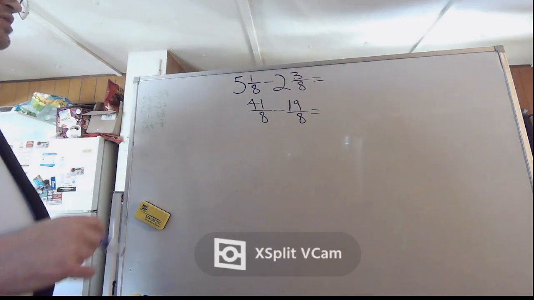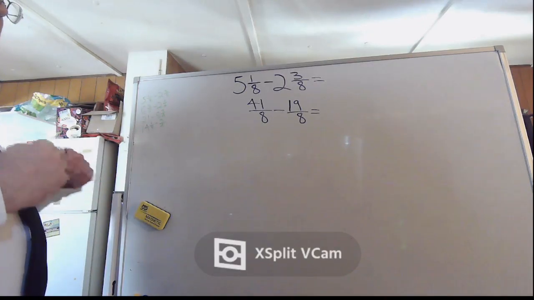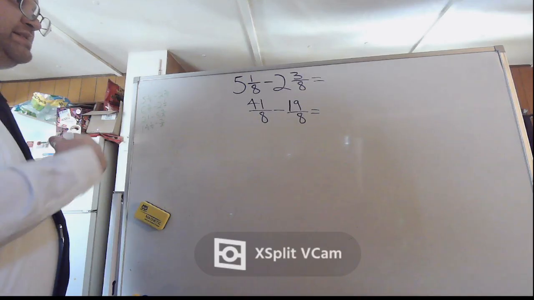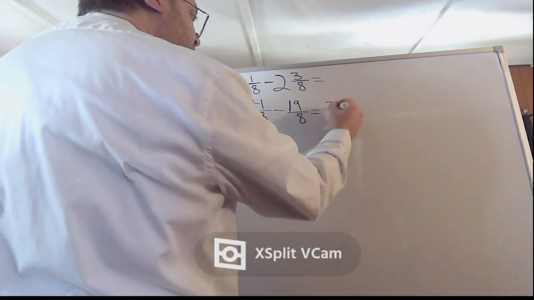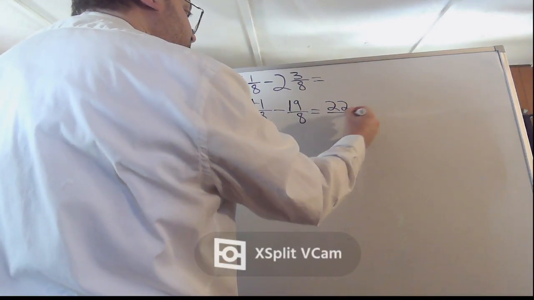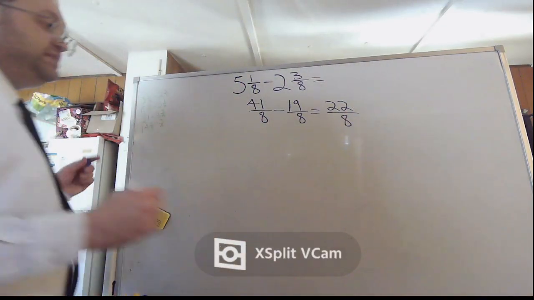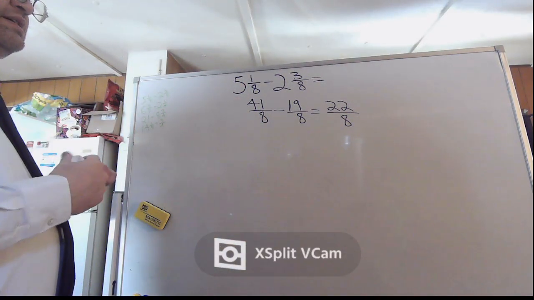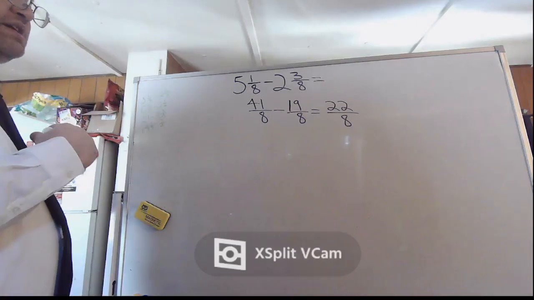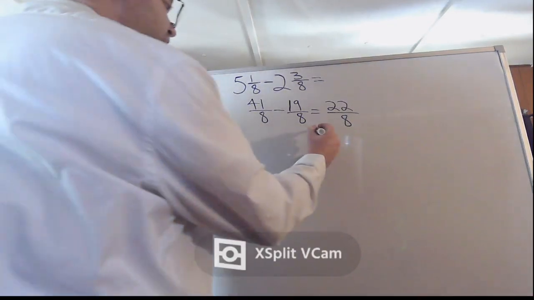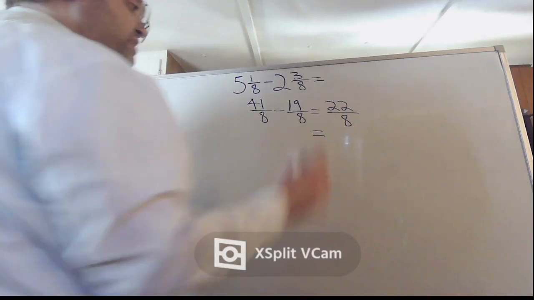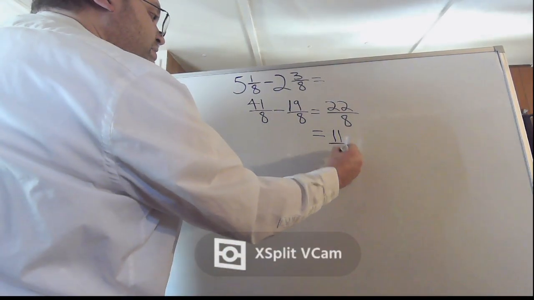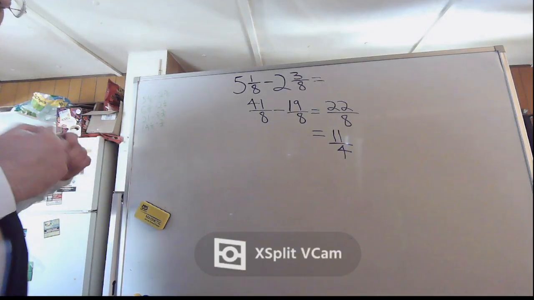Okay, so now since you have the same denominator, you can go ahead and do the subtraction. Well, 41 minus 19 is 22. You will have 22/8. But we see we could factor out a common 2 from the 22 and the 8. So we need to go ahead and do that. There's a common factor of 2. If you divide 22 by 2, you get 11. You divide 8 by 2, you get 4. You have 11/4, but we're still not done yet.